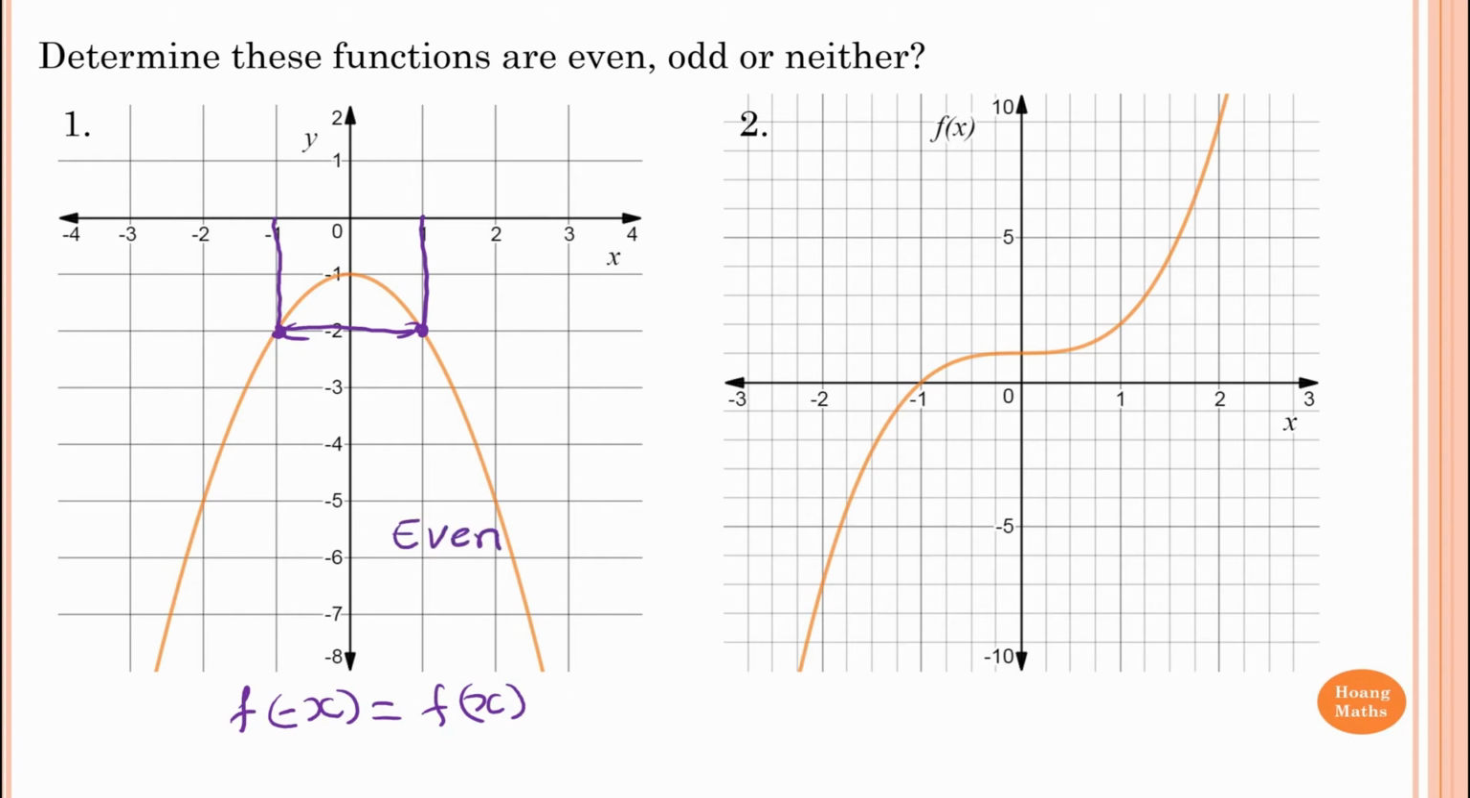Second one: f of 1 is equal to 2, correct? And then f of negative 1 is equal to 0. So therefore, the function is neither.